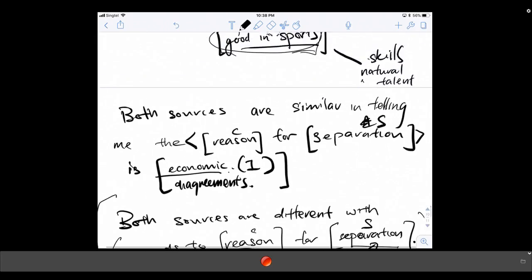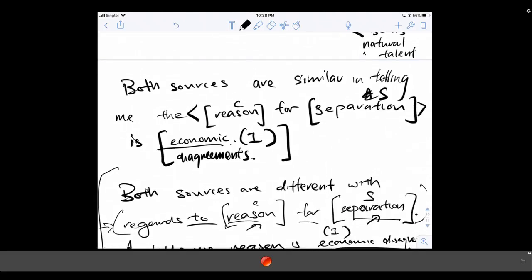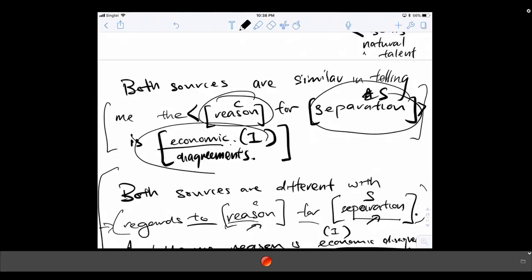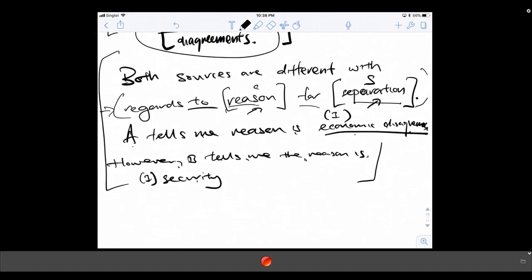But if you're writing similar, you just need to write the CSI in the first line, because the inferences are the same. Inferences about the criteria and the subject are the same. It is economic developments. But for difference, the inferences are different. So the criteria is the same, which is the reason for separation, as in that's what you're talking about. But the reason is different. The inference is different. Okay? So that is how you do a difference and similarity question.